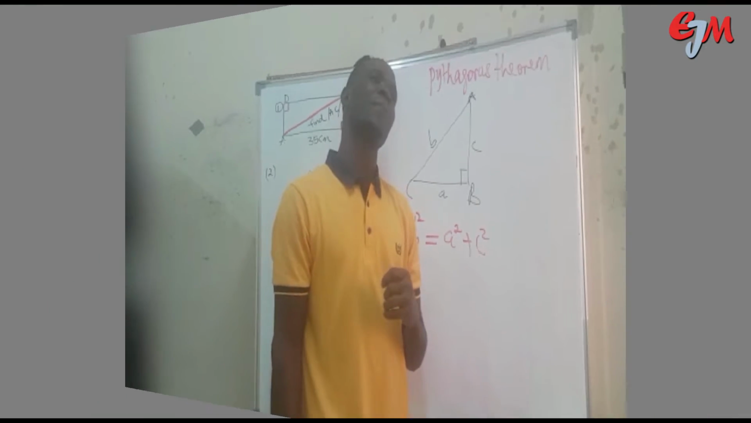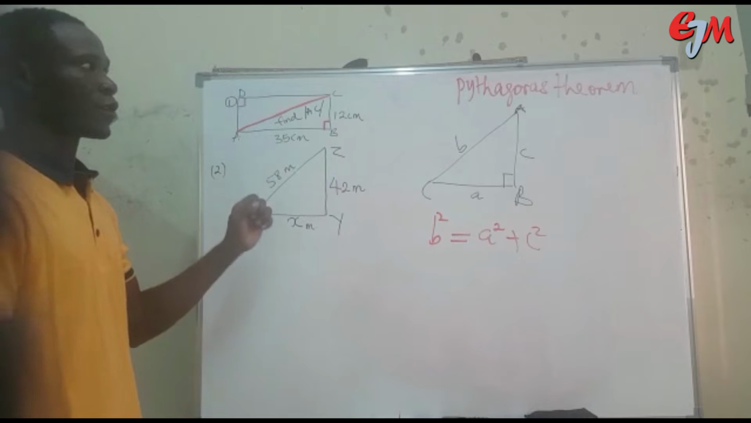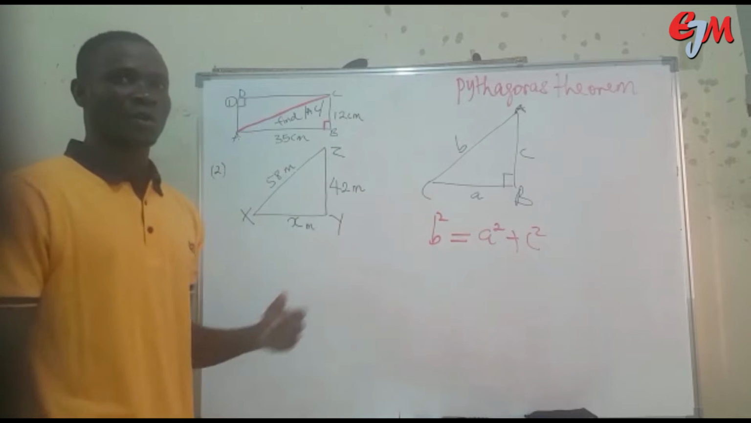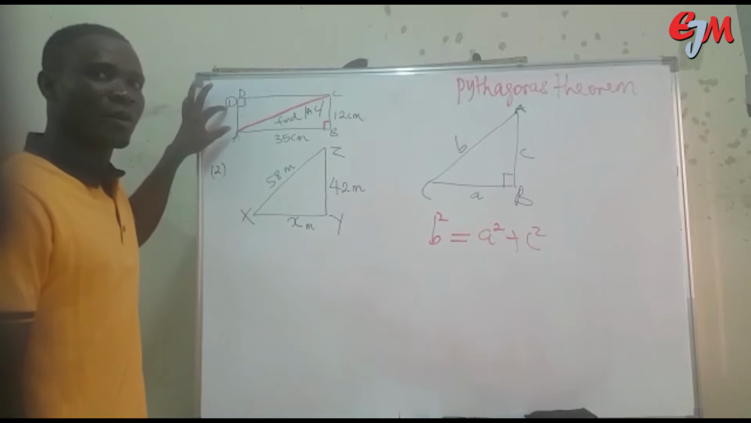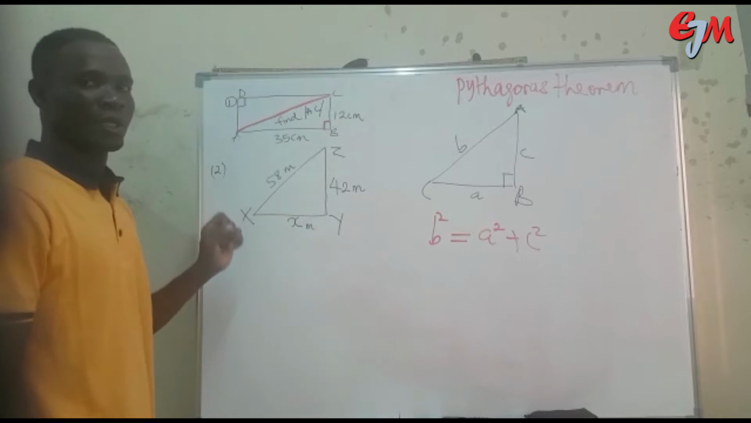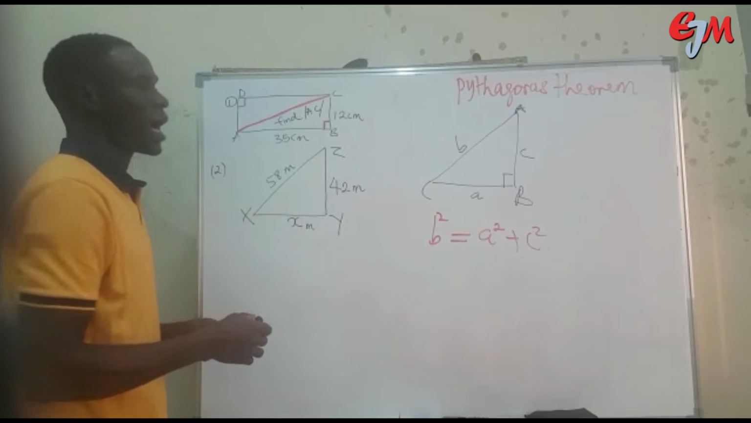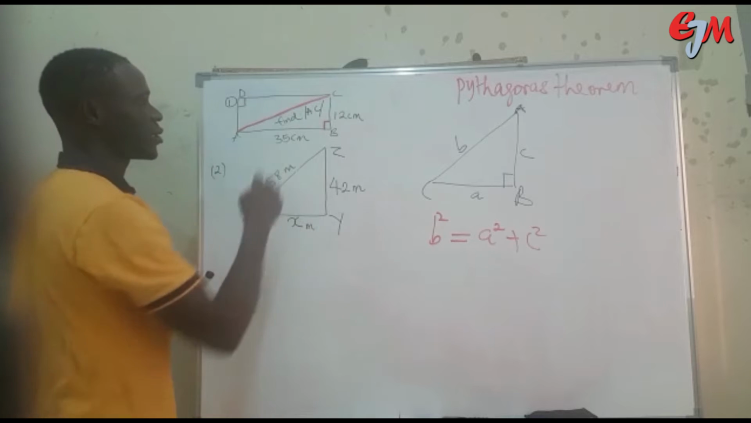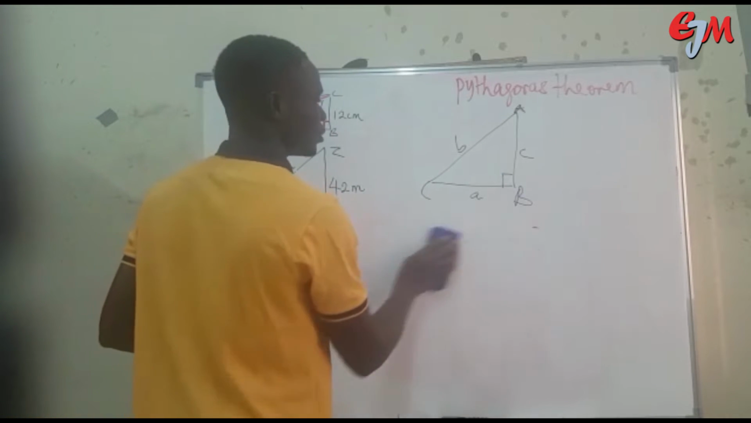Alright, now today we want to solve two questions using the Pythagoras theorem. In question one, a rectangle ABCD is drawn with a diagonal AC, and we are asked to find the diagonal AC. Alright, now what are we going to do? Now watch out.